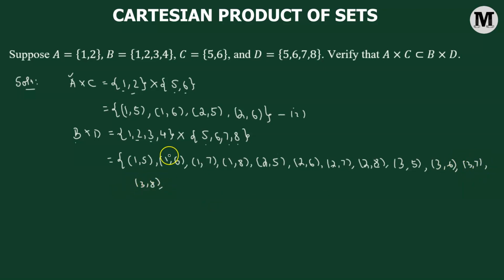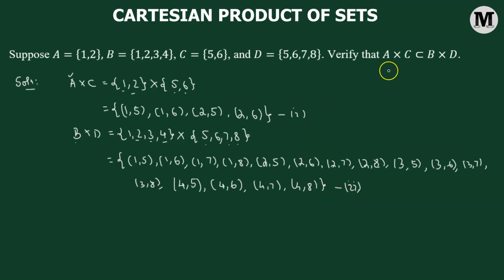And then finally, we're going to pick up the fourth element from the first set and form an ordered pair with each of the four elements of the second set. We have (4, 5), (4, 6), (4, 7), and then we have (4, 8). Okay. This is going to be the Cartesian product of the set B with the set D.